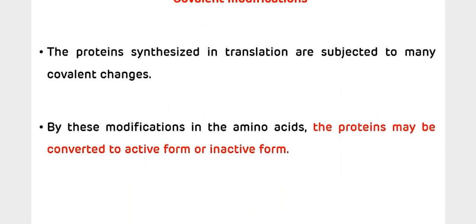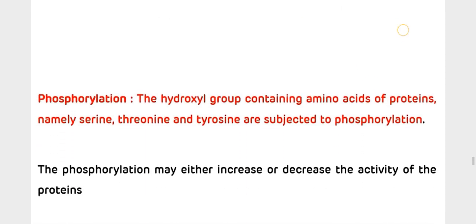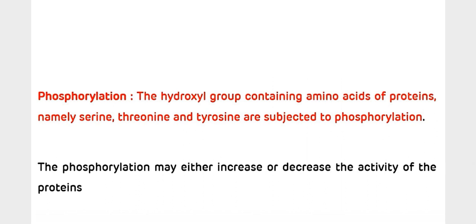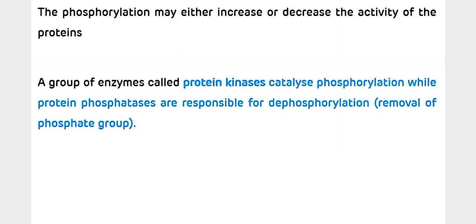Then covalent modifications. The proteins synthesized in translation are subject to many covalent changes. By these modifications in the amino acids, the proteins may be converted to active form or inactive form. Phosphorylation: the hydroxyl group containing amino acids of proteins, namely serine, threonine, and tyrosine, are subjected to phosphorylation. The phosphorylation may either increase or decrease the activity of the protein. A group of enzymes called protein kinases catalyze phosphorylation, while protein phosphatases are responsible for dephosphorylation, removal of the phosphate group.